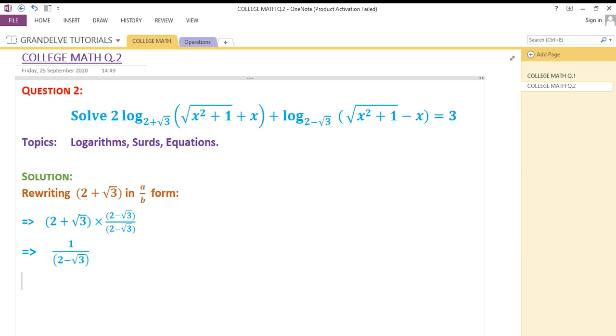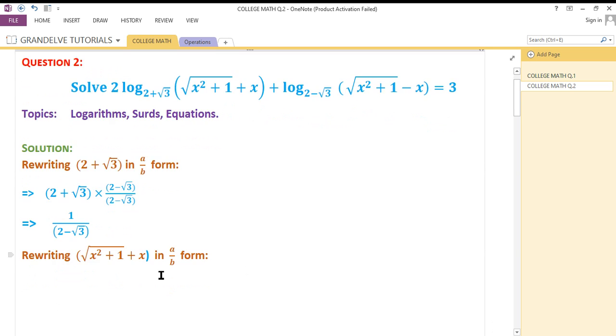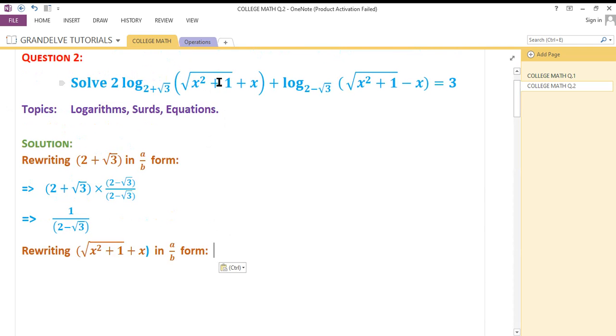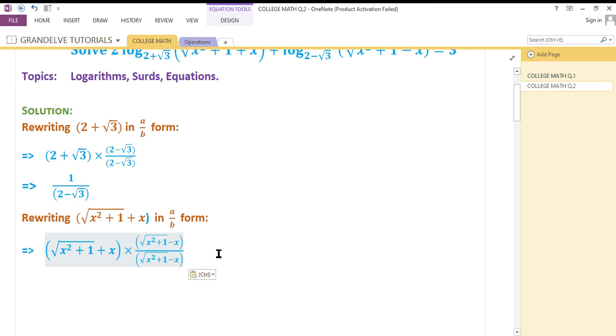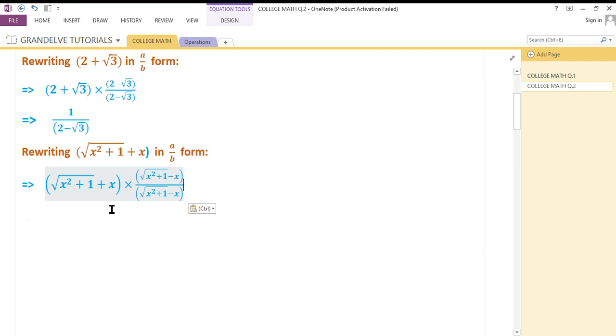So trying to rewrite the first expression, which is square root of x squared plus 1 plus x, in the form a over b, we will need its conjugate, and its conjugate will be square root of x squared plus 1 minus x. The moment we get that conjugate, we will multiply and divide by it. And that wouldn't be difficult for us to do because I believe you already have that knowledge in sets.